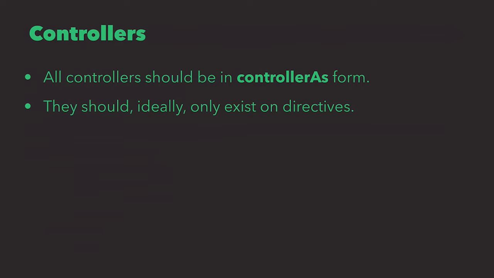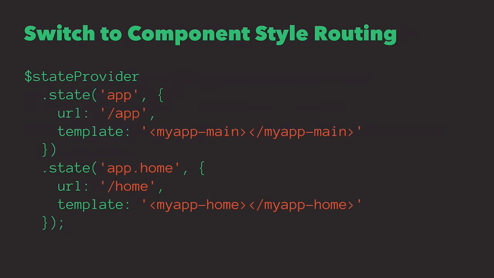So when I say limit yourself to using controllers only for directives, a valid question is then how do you handle routing? And the way we suggest doing that is you still use UI router or Angular router and you create states. However, now your states simply point to a component. So here's a simple example where we have the base route as our app route. And in this case, the template is set to the my-app-main component. And then there's a child state here where the template is set to the home component.